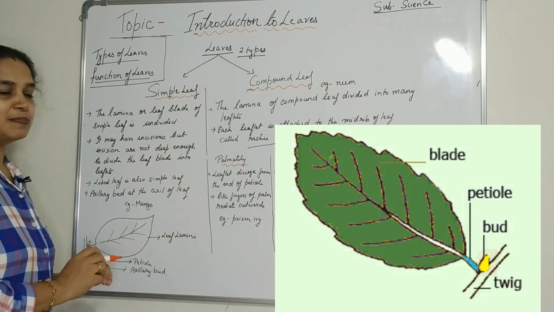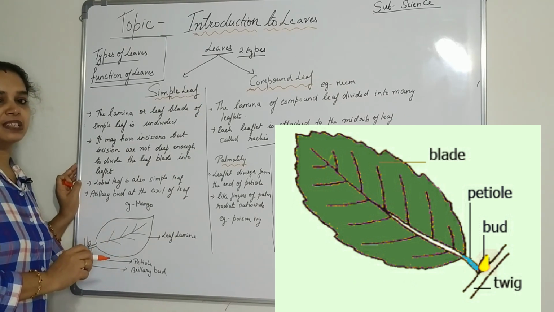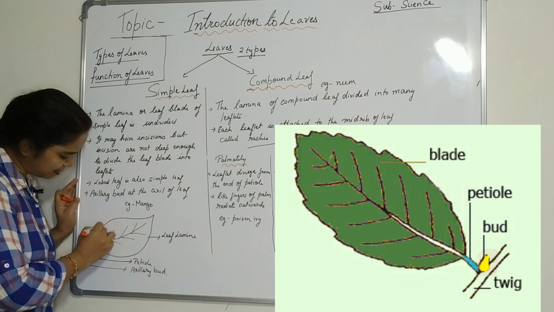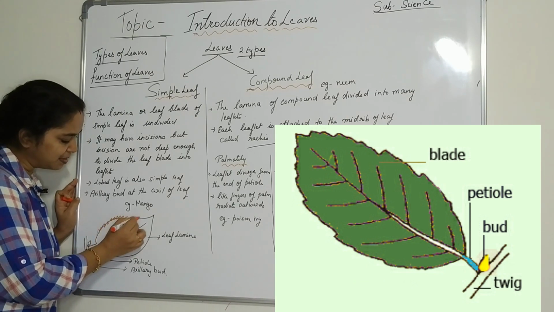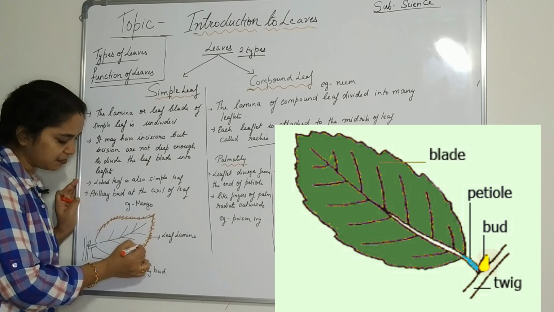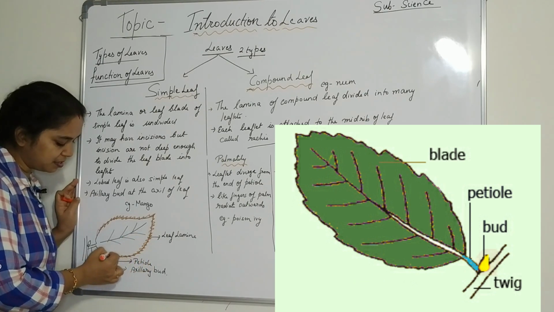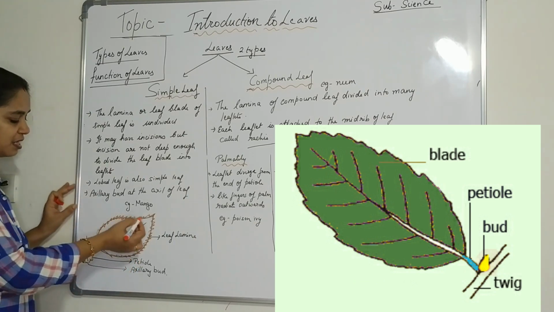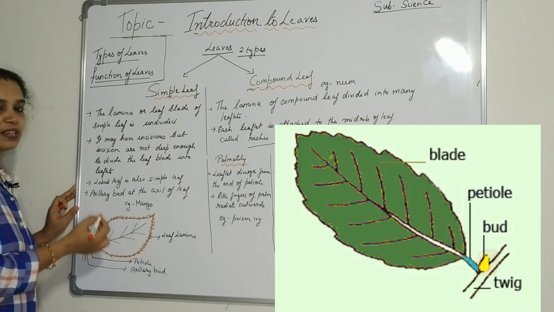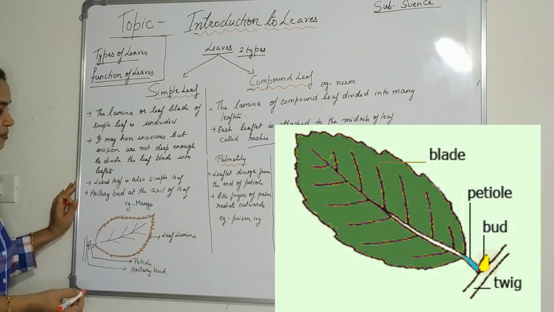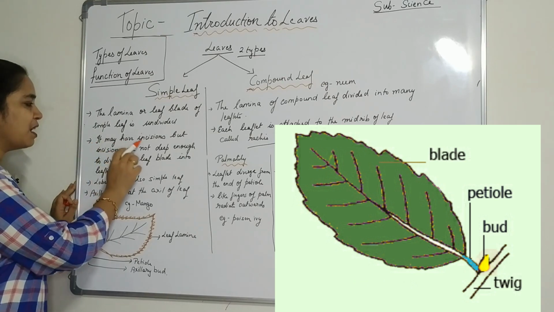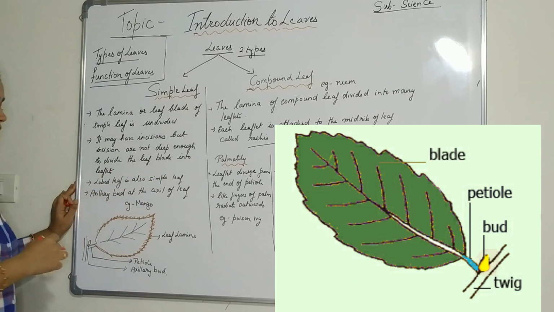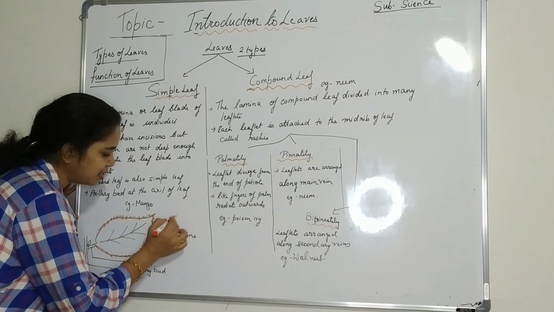So what happens in the simple leaf? The lamina or the leaf blade is undivided, that is, it is not branched. In some leaves, incisions are present, and these incisions do not reach up to the midrib, so the leaves are not divided into leaflets. You can see over here it may have incisions, but the incisions are not deep enough to divide the leaf blade into leaflets.